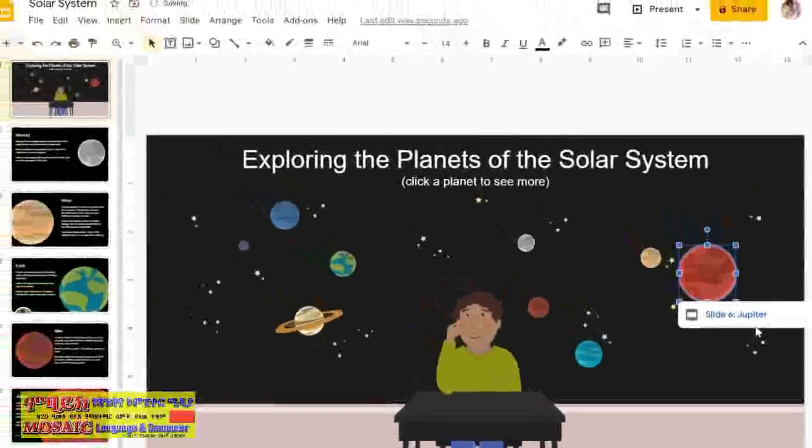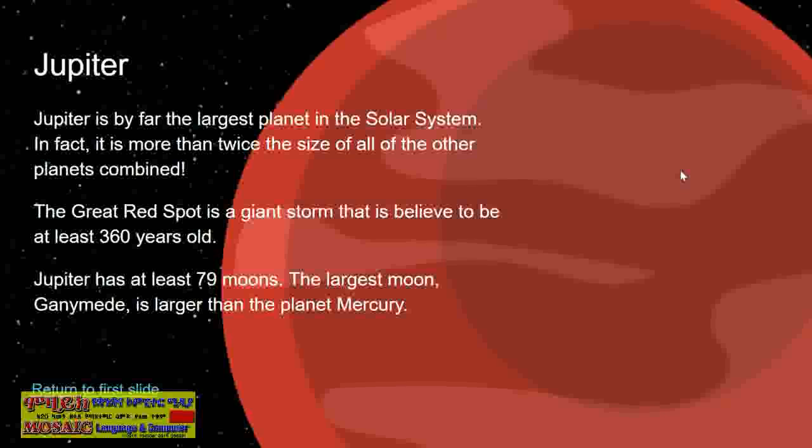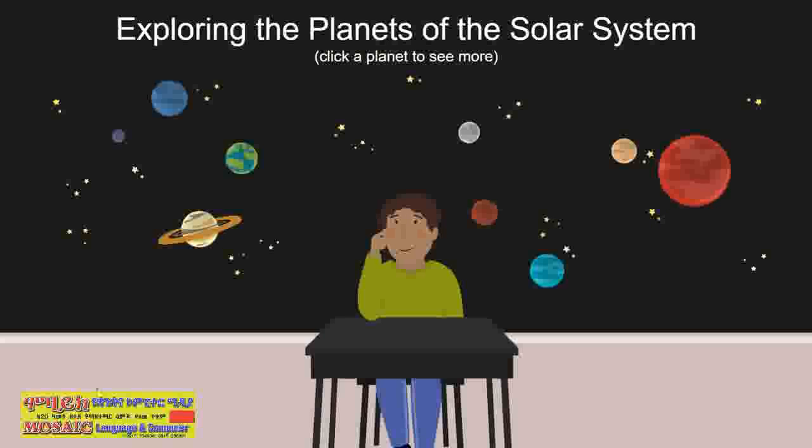Let's make sure everything is working. Click Present to start the presentation. Notice how the cursor changes when I hover over Jupiter, and when I click, it takes me to the Jupiter slide. When I click Return to First Slide, it takes me back. Everything is working. We are well on our way to building an interactive presentation.